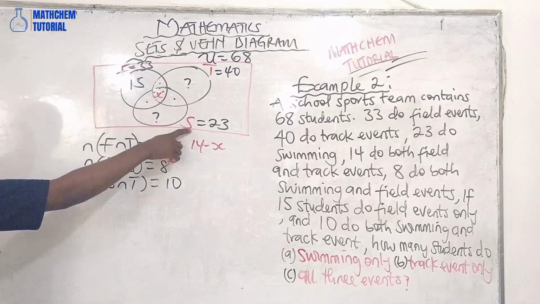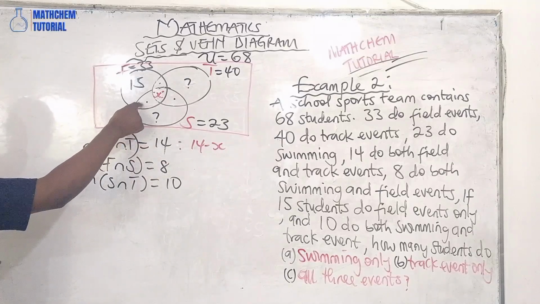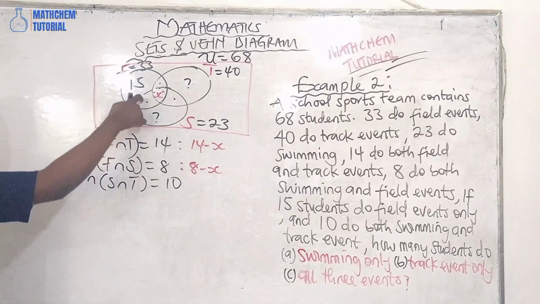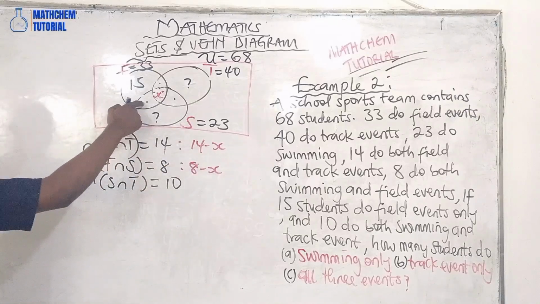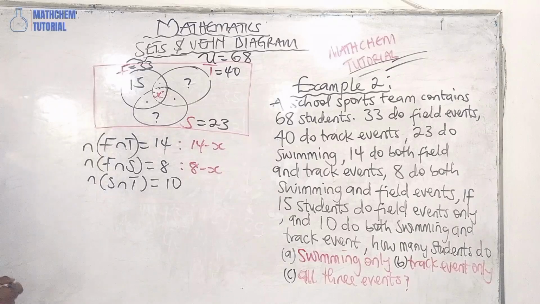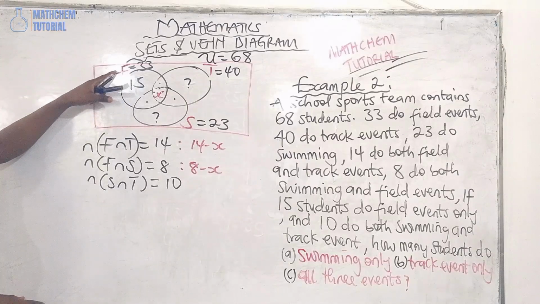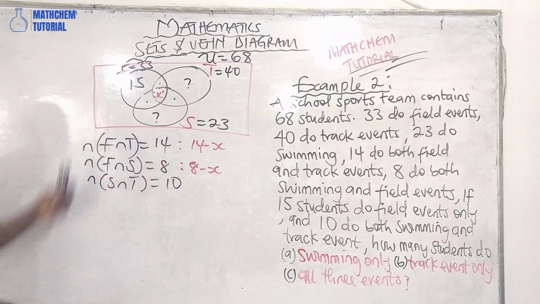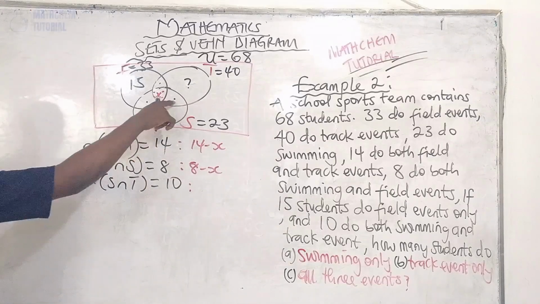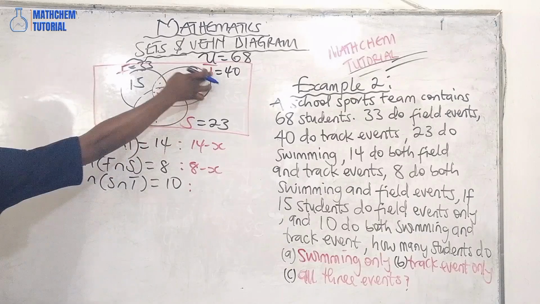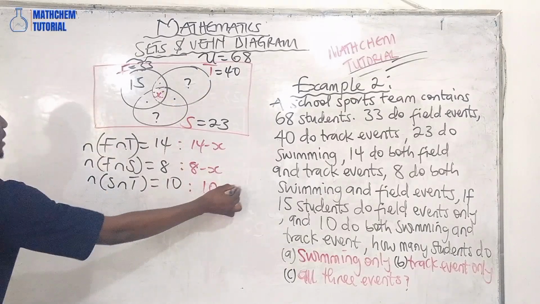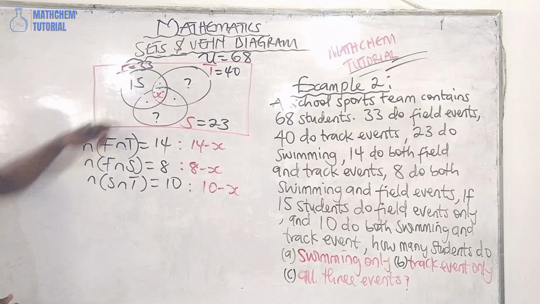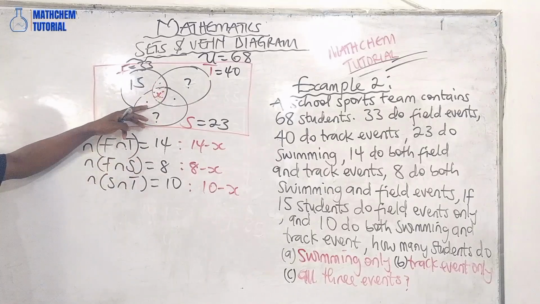And for F intersection S, which is this spot, what is going to be here is 8 minus x. So 8 minus x will be what is going to be here. Let's assume x is 3 now. 8 minus 3, 5. 5 is going to be here, because 5 will be the only for this one. Those that do F and S only will be this 5. We are only assuming x is 3, but we don't know what x is yet. And for this last one, S intersection T, that will be 10 minus x.